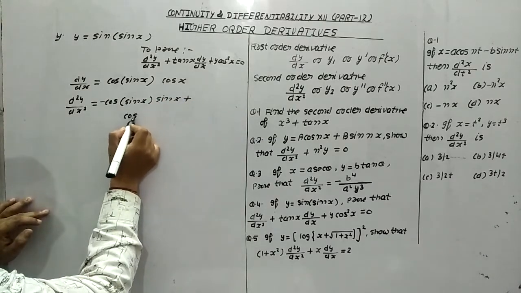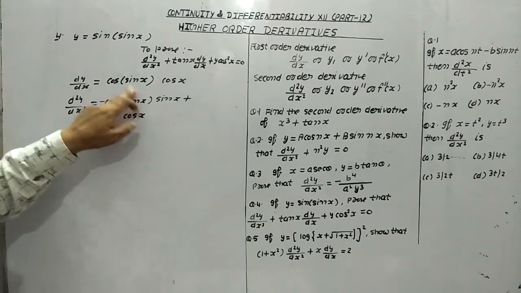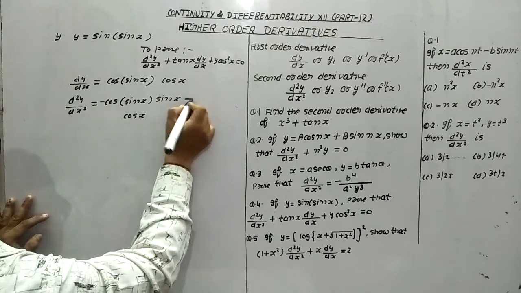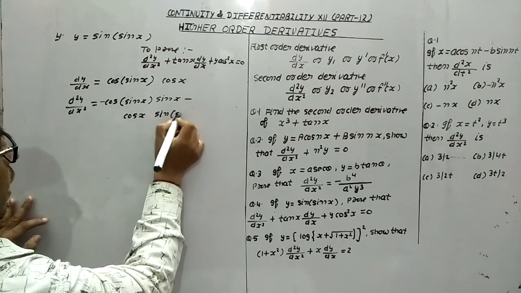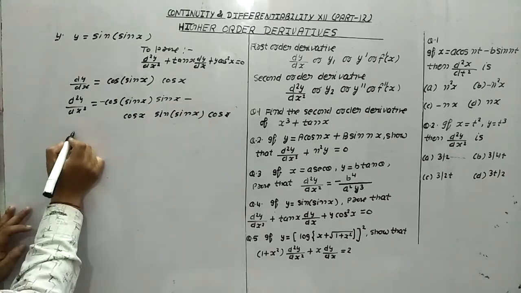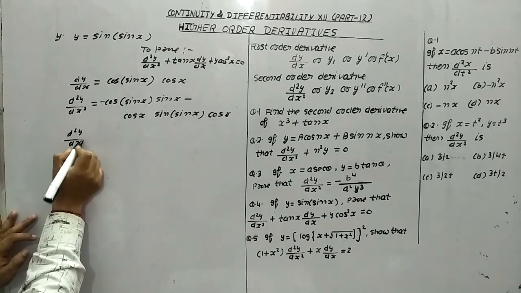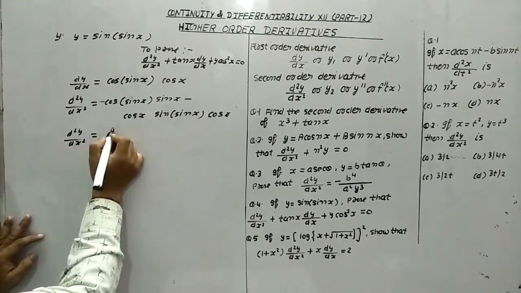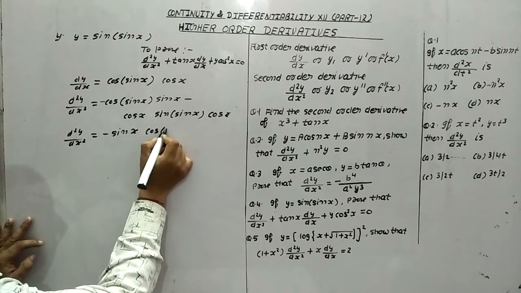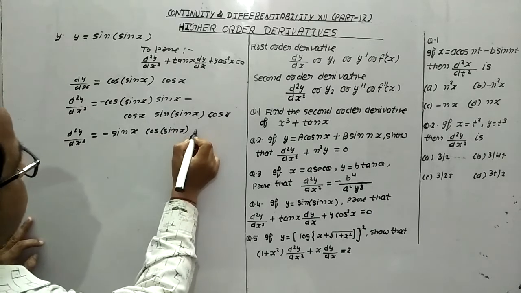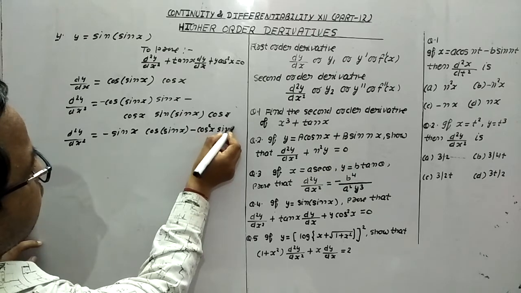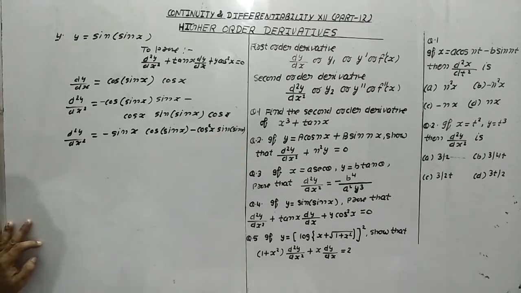Now cos x as it is. Now this is t. cos t means minus sin t. It means this becomes minus, and this is sin(sin x). And what is the differentiation of sin x? This is cos x. So d2y by dx square is equal to what we have: minus sin x cos(sin x) and minus cos square x sin(sin x). This is the part we have.